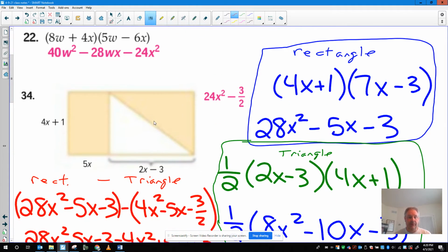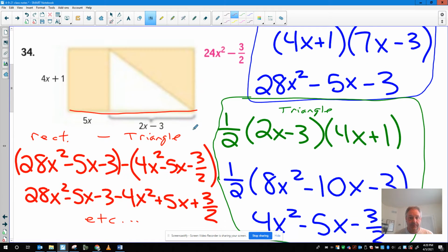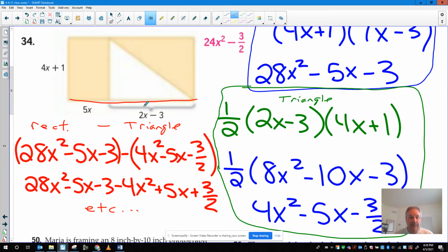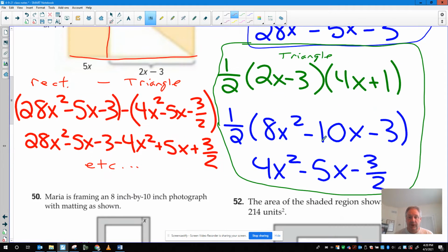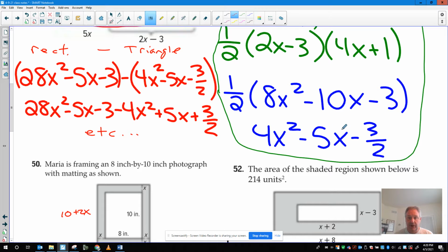But let's start with number 34. The rectangle is 4x plus 1, and then the bottom here would be, if you add these two, 7x minus 3. So I FOILed those and that gave me this. The triangle is 1/2 the base times the height. Now the height here is the 4x plus 1. It's the same as this side here. So you can see the area of the triangle.